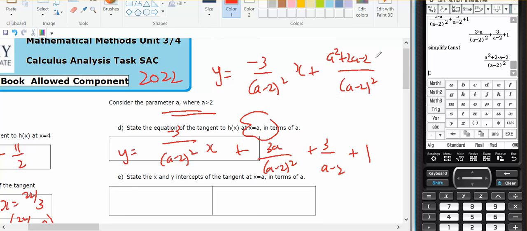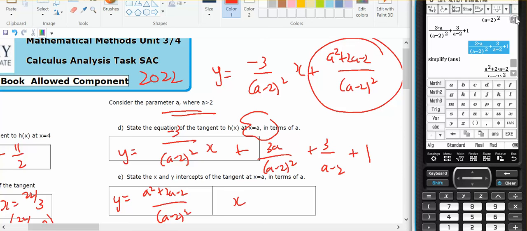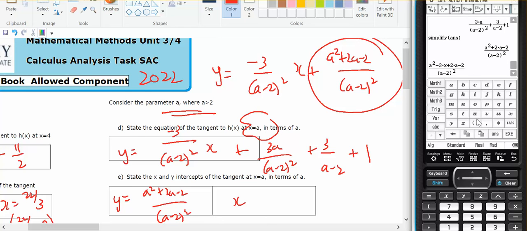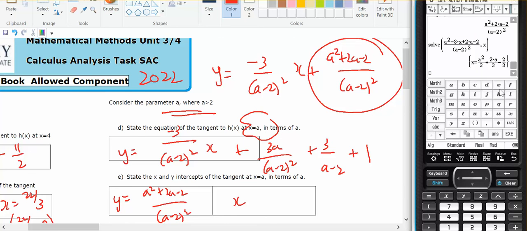The x-intercept and y-intercept, well, that now becomes my y-intercept. y equals (a squared plus 2a minus 2) on top of (a minus 2) squared. And my x-intercept is, I take the equation and copy, go into a new line, paste, set it equal to 0, interactive, advanced, solve for x, and that ends up being my x-intercept: (a squared plus 2a minus 2) all on 3 all on... (a squared plus 2a minus 2) over 3.